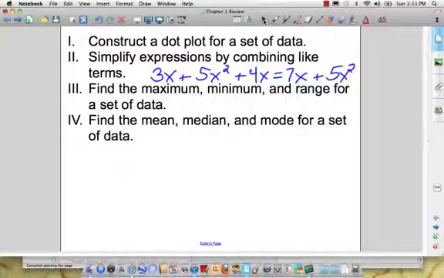Okay, after that, you'll be given a set of data and you'll be asked to find the maximum, the minimum, and the range for that set of numbers. You'll also be asked to find the mean, median, and mode for a given set of numbers. Okay, so copy that down if you need to. Pause the video. I'm about to advance to the next screen.